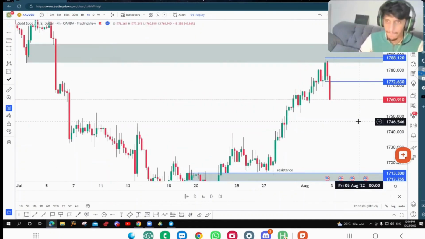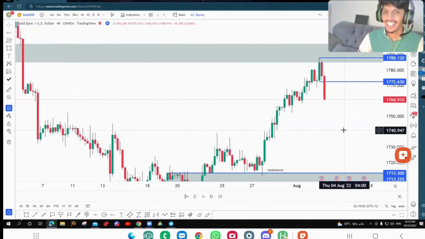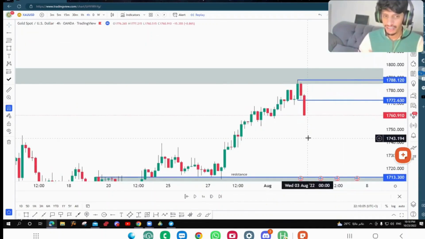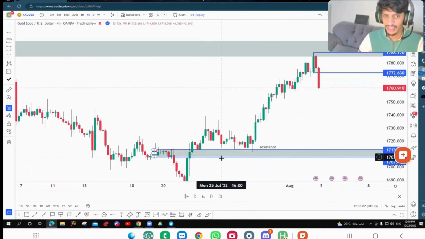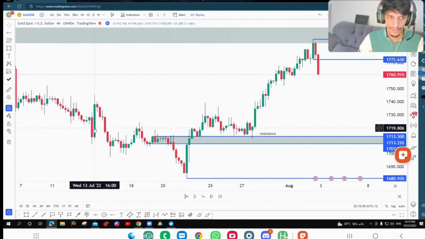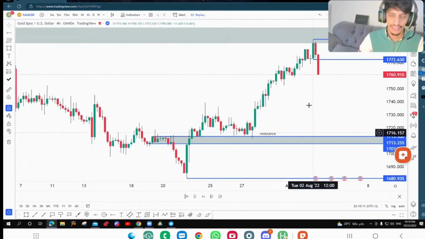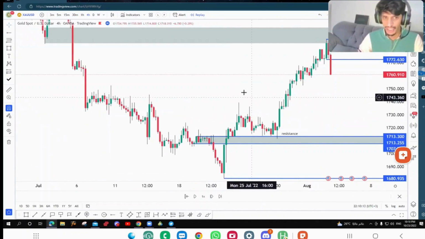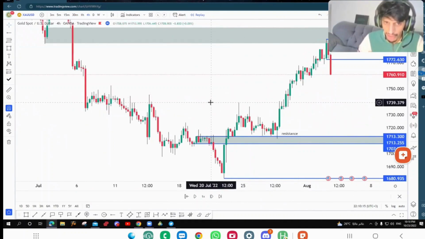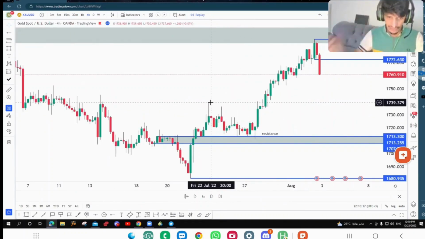Otherwise, this is a range market. This has no value. Any candlestick, any big candle, if it does not happen on a level that is a round number or previous support or resistance, it means nothing.